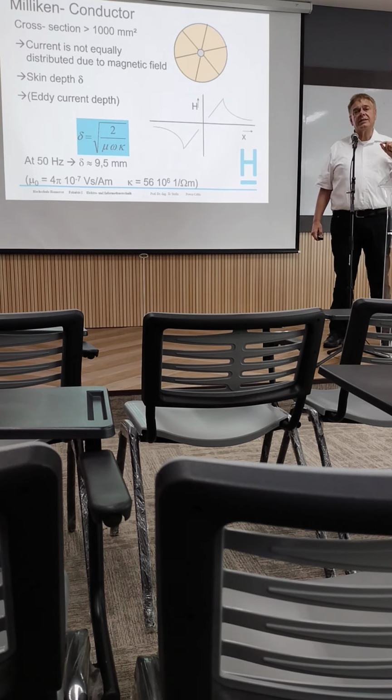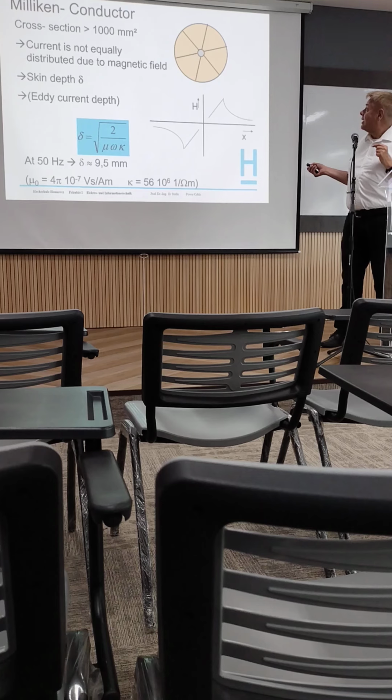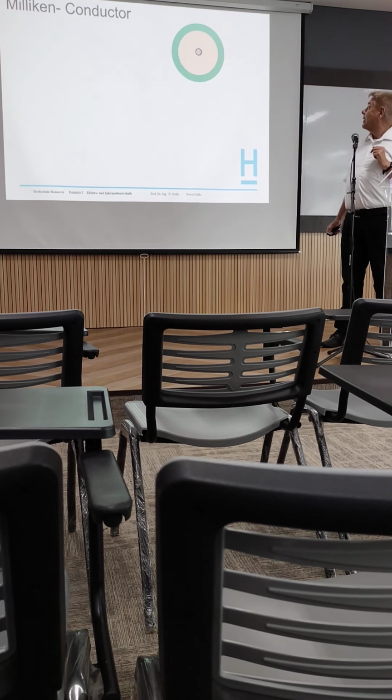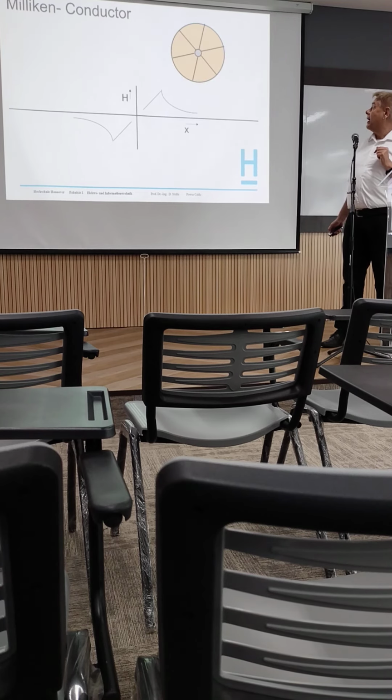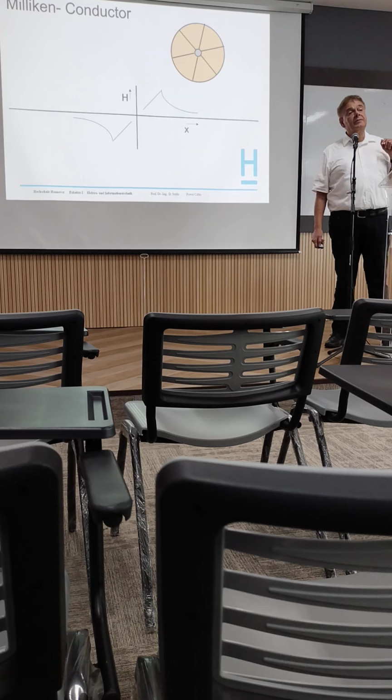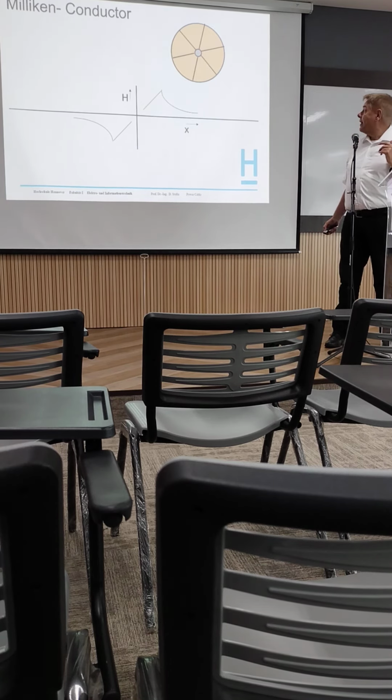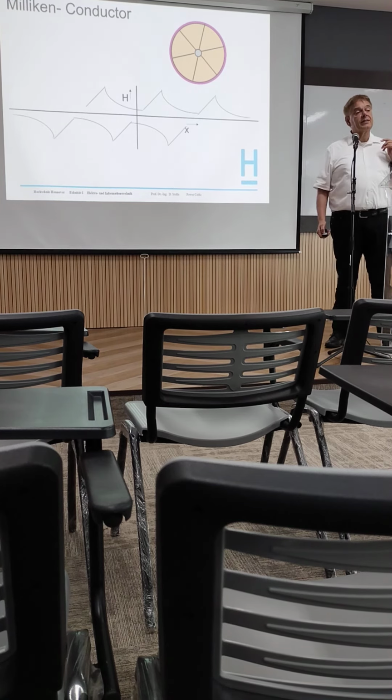But in case there is a small and very thin insulation, then you have the influence from one magnetic field on the other magnetic field. We will see. So, the Milliken conductor. One conductor has this magnetic field strength, and if we have a Milliken conductor, then each sector is insulated against the other one. And then each sector has its own magnetic field strength.